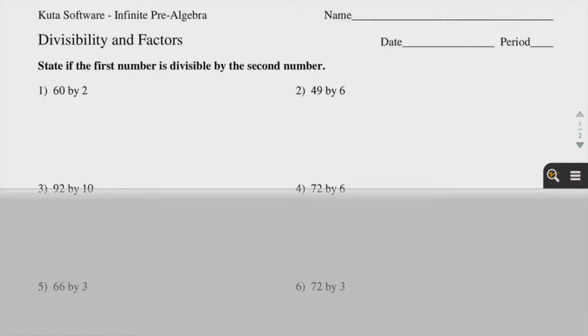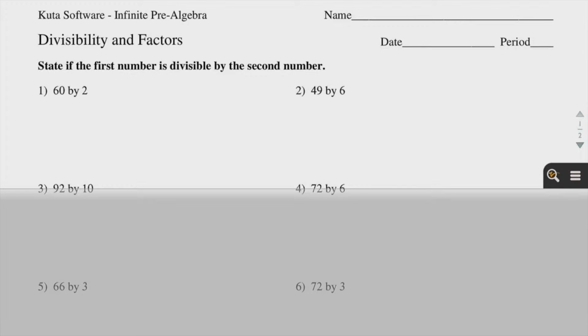So let's start with number 1. It asks us, is 60 divisible by 2? In this worksheet, I'm going to teach you some different rules to check to see if a number is divisible by another number, just so you don't have to do long division every time. You could use a calculator, but let's say you didn't have a calculator. So let's check 60 by 2.